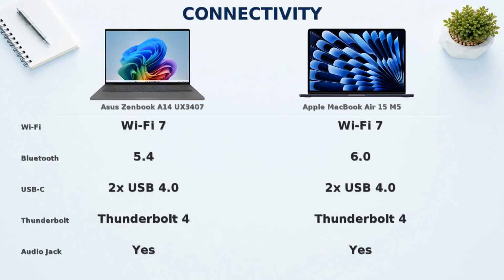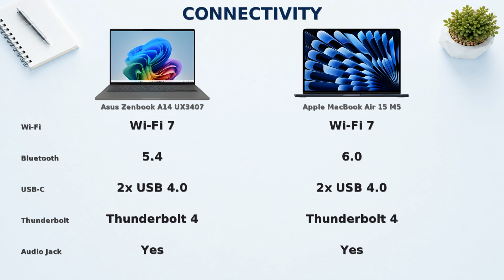Both offer Wi-Fi 7, so your wireless experience will be the same no matter which you choose. Bluetooth is 5.4 on the Zenbook and 6.0 on the MacBook Air, but you won't notice a difference day to day. You get 2 USB 4.0 ports and Thunderbolt 4 support on both, so your high-speed accessories work seamlessly. Each has a headphone jack, so you can plug in wired audio without carrying an extra dongle.